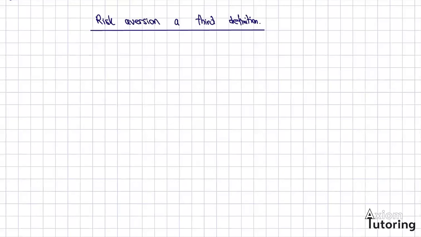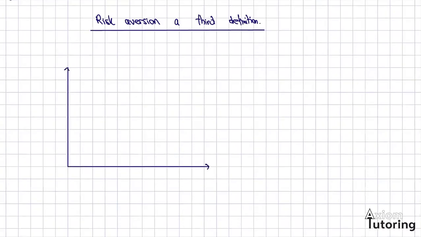In this video, I want to talk again about risk aversion and give you a third and final definition. Remember, all of these definitions are equivalent. So in giving you a third definition, we will talk about another concept, a new concept called certainty equivalent.